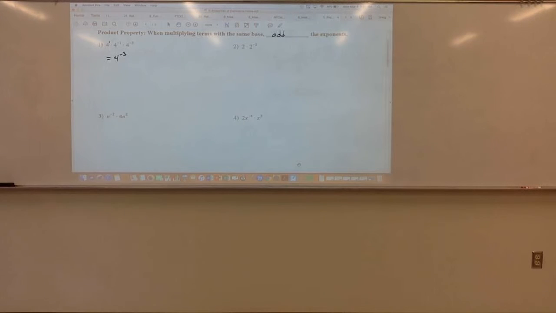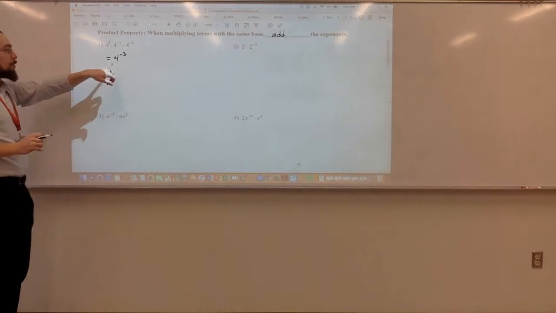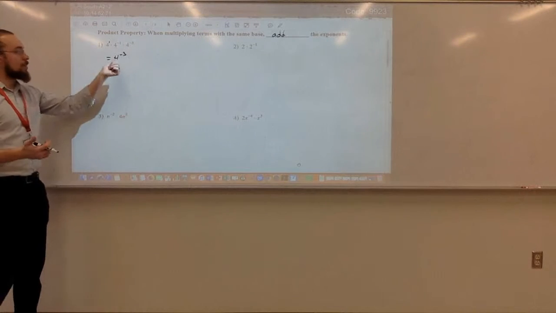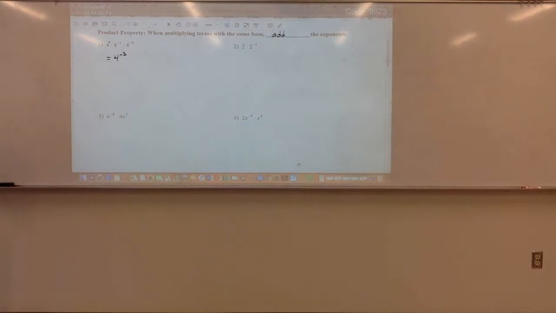Now, another thing that we want to eliminate is negative exponents. I want to make all exponents positive. How can I do that? Does anybody remember how I can make this exponent positive? I've got 4 to the negative third power.